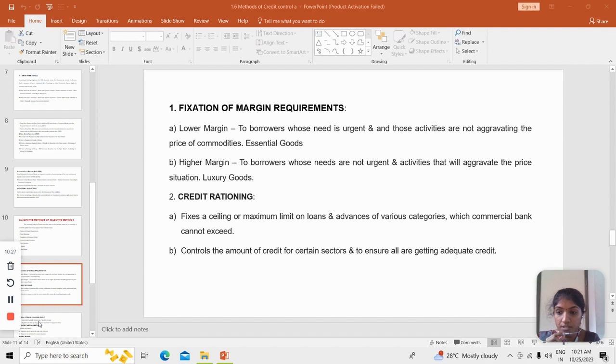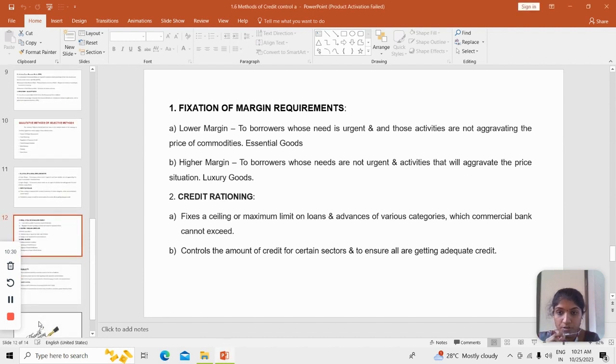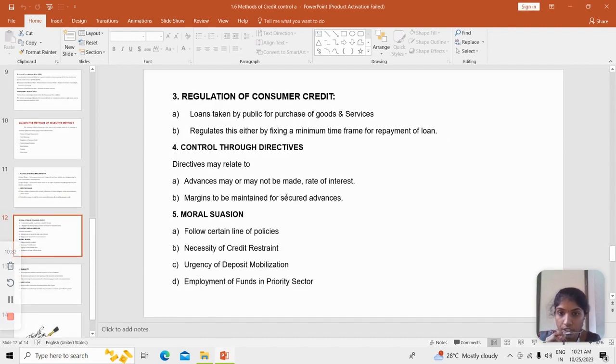The third method of qualitative or selective credit control is regulation of consumer credit. That is, according to the needs and wants or the behavior of the purchaser or the borrower, we have to set a time frame, a minimum time frame should be maintained in case of interest rate, also for the repayment of loans, so that they will repay the loan within the time frame. So it will also enhance the credit volume and also control the credit in the economy.